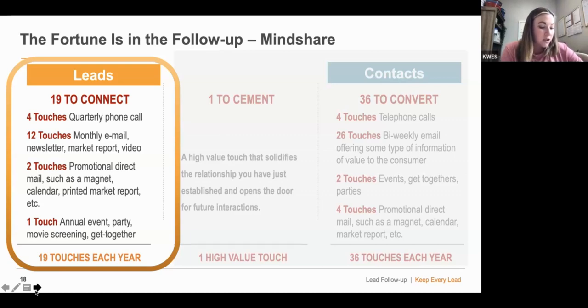Keep in mind that this is just a list and not prescriptive of the order you should complete them in. For example, 4 phone calls will have the greatest impact if you spread them out once a quarter. So you don't have to call them 4 times in the same month.